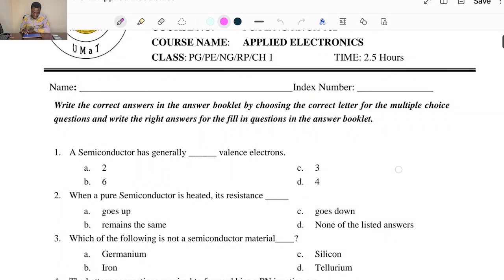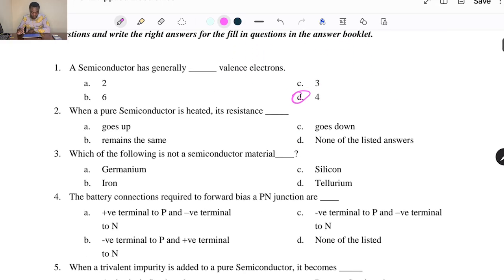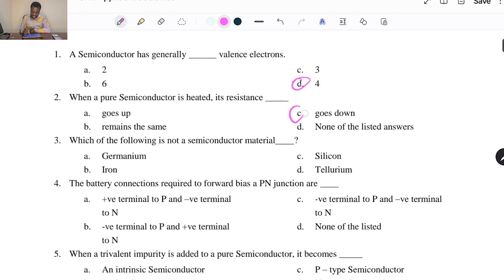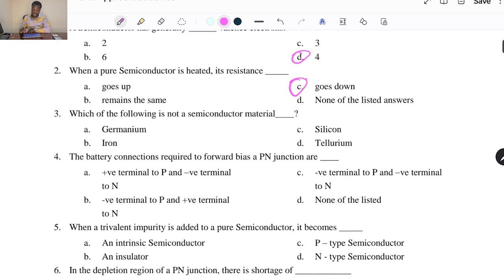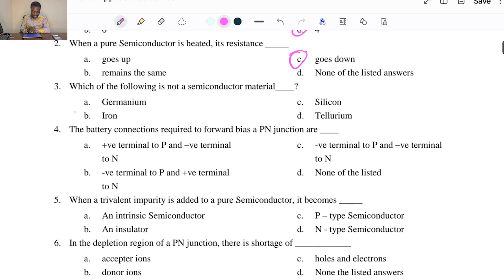A semiconductor generally has dash valence electrons, meaning 4 valence electrons. Question 2, when a pure semiconductor is heated, we know that the resistance is going to decrease, meaning the resistance goes down because resistivity reduces when you heat up a semiconductor.